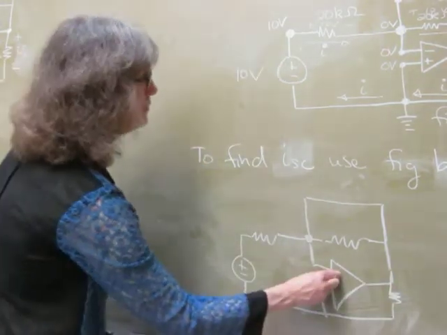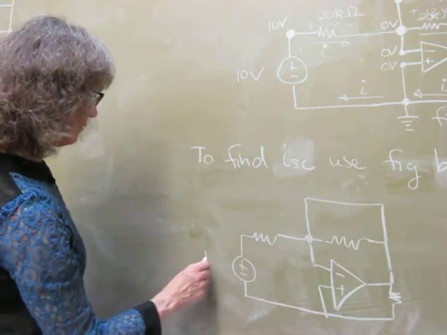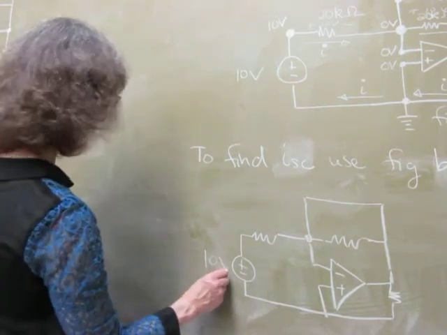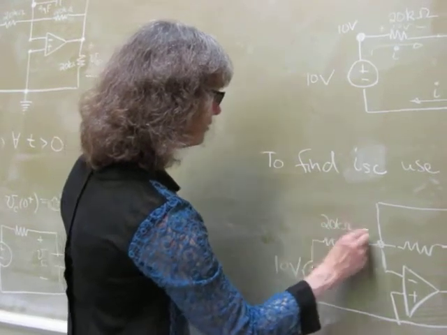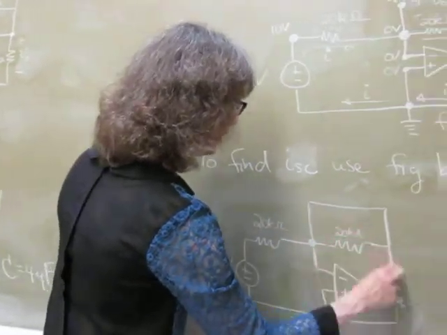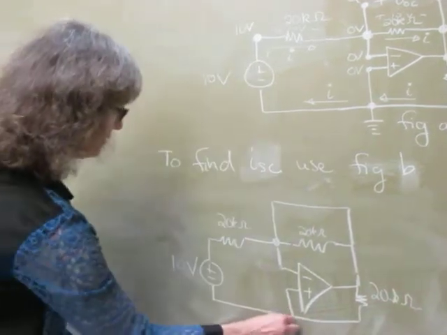Okay, so there's the picture. So we know this is 10 volts, yeah, because of this picture. 20 kilo ohms. These are all 20 kilo ohms. 20 kilo ohms. And this is the ground.